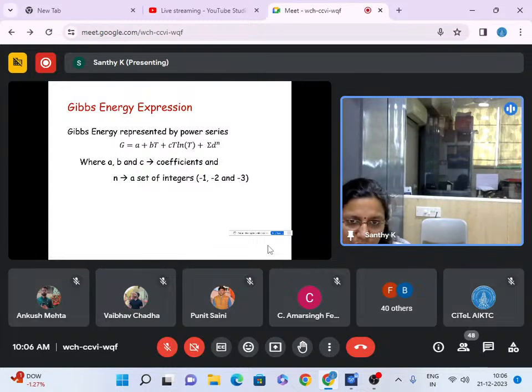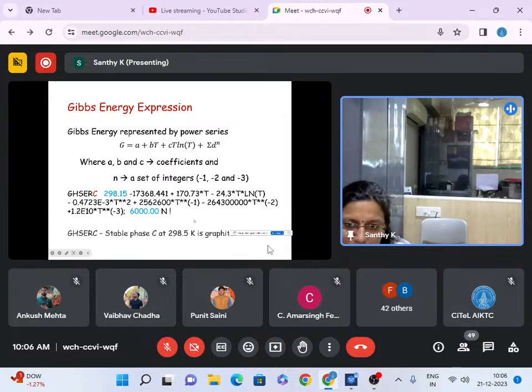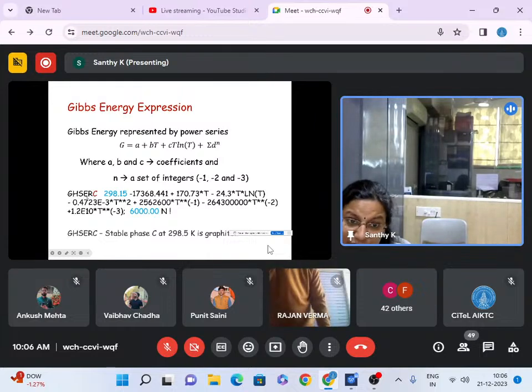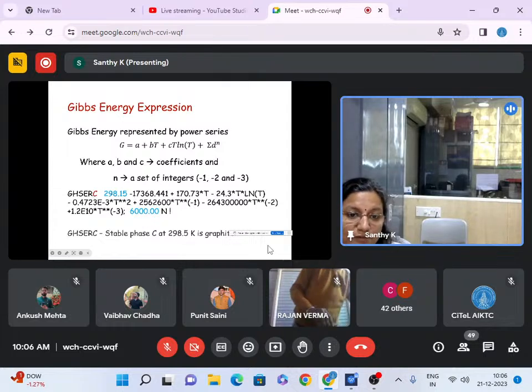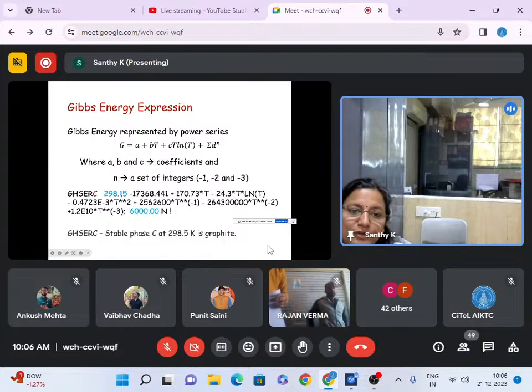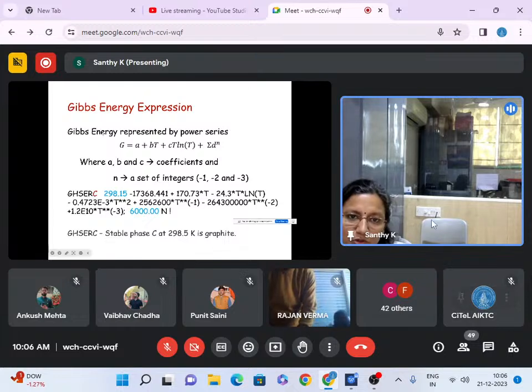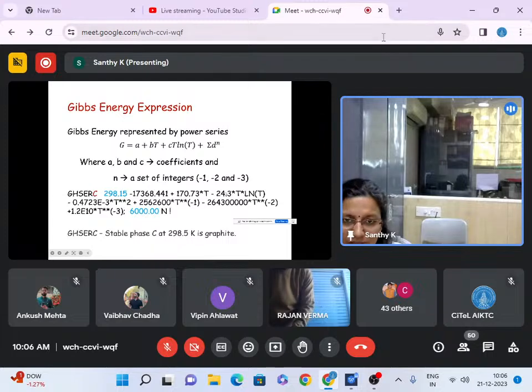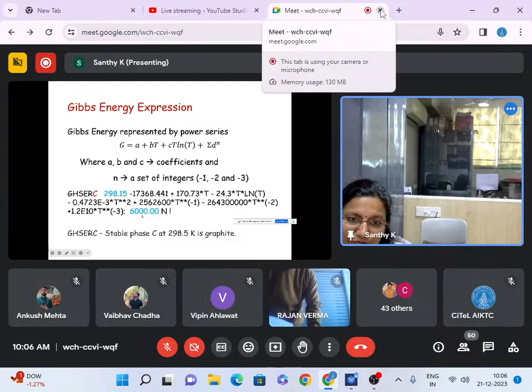If you want to see how it looks, this is the formula. GHSERCC is the Gibbs energy relative to the enthalpy at 298 Kelvin, standard element reference state, of carbon. This is the Gibbs energy expression for carbon in the graphite crystal structure. This expression is valid between 298.15 Kelvin, that is from room temperature, up to 6000 Kelvin. So this is A plus BT plus CT ln T and so on. Now you are able to see the various numbers, that is, the coefficients which are identified.